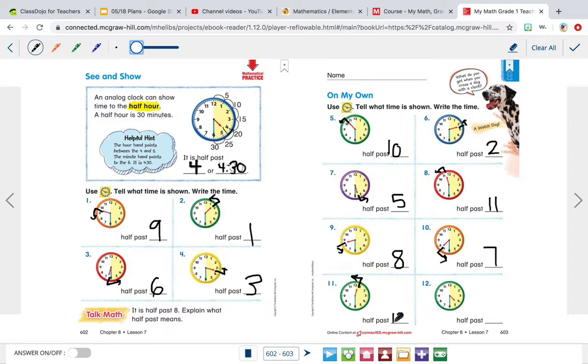So 12:30, okay? Now over here, it's between 5 and 4. It's right in the middle, and it's going to be 4:30. Okay, let's go to the next page.